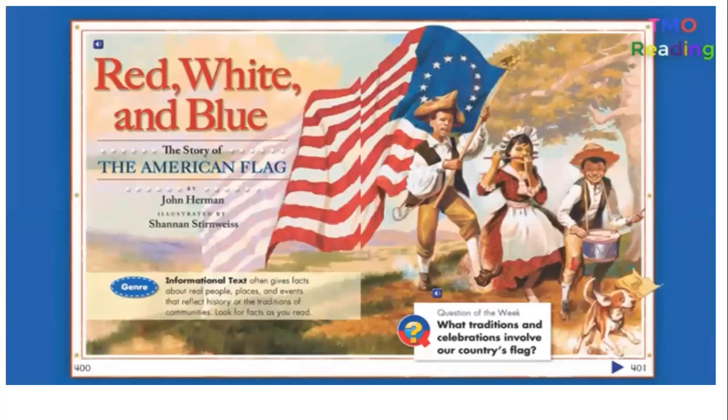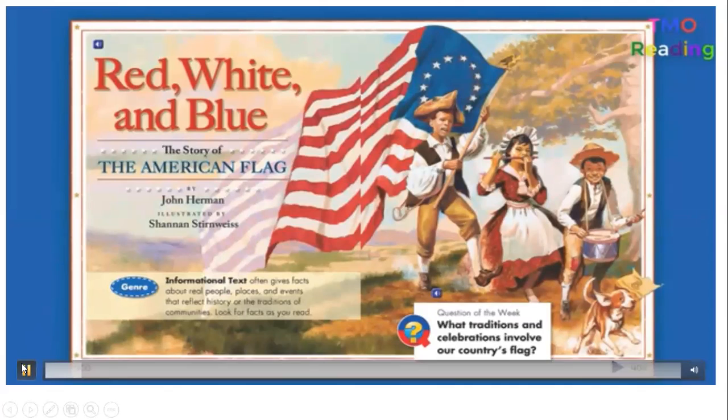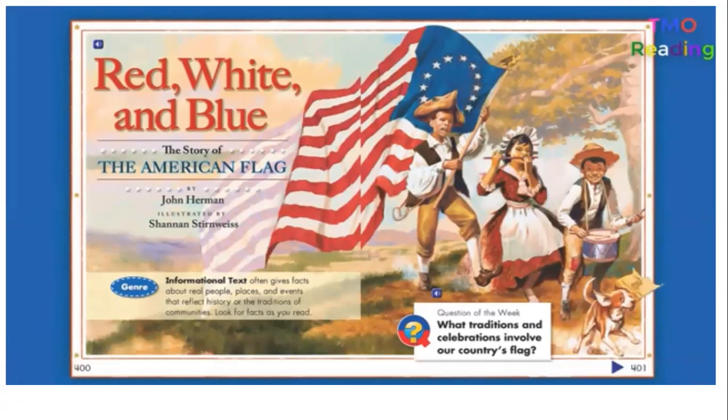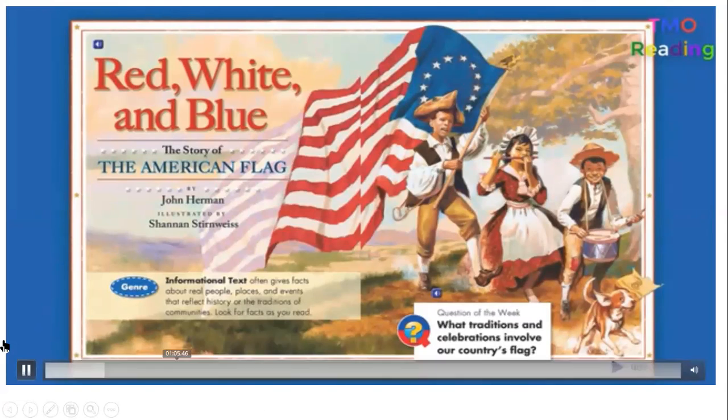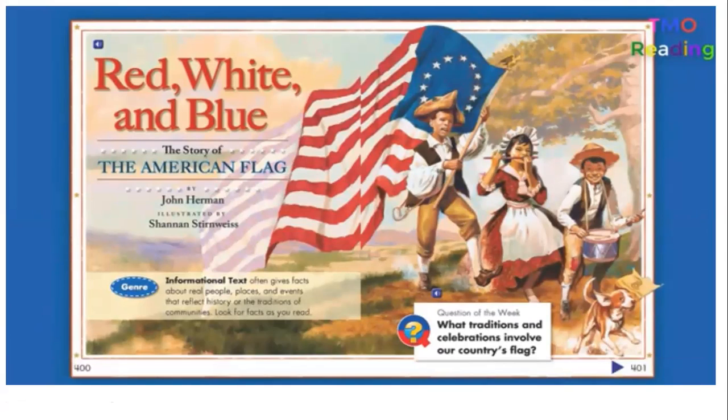Red, White, and Blue: The Story of the American Flag by John Herman. Illustrated by Shannon Sternweiss. Genre: Informational text often gives facts about real people, places, and events that reflect history or the traditions of communities. Look for facts as you read. Question of the week: what traditions and celebrations involve our country's flag?